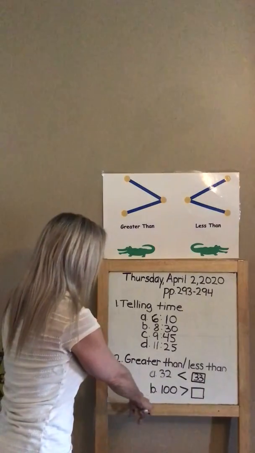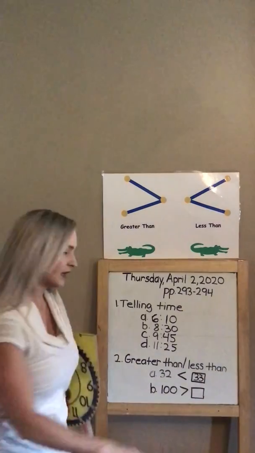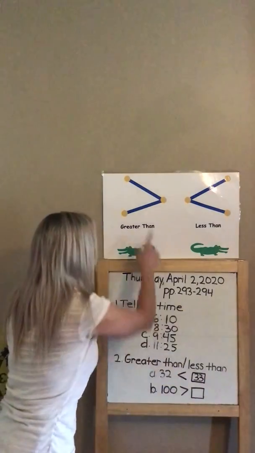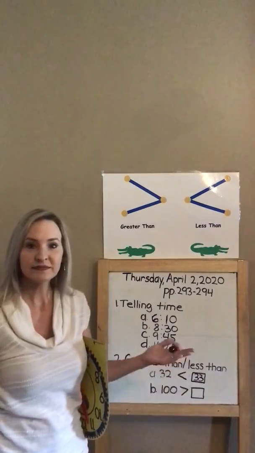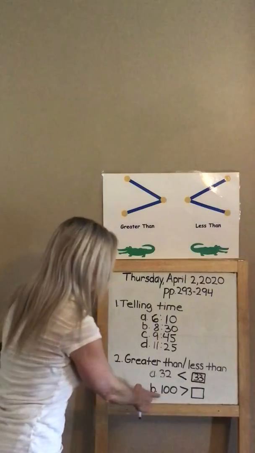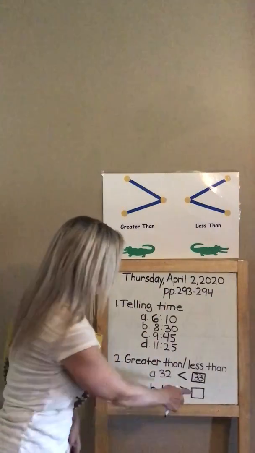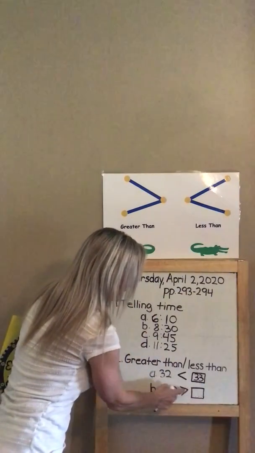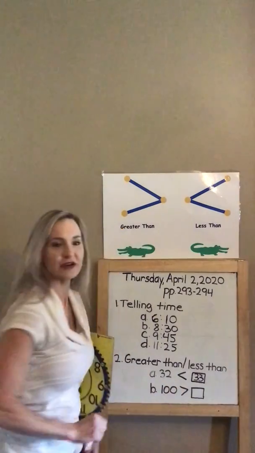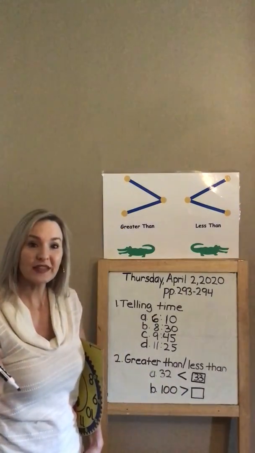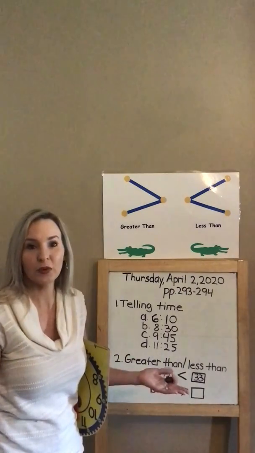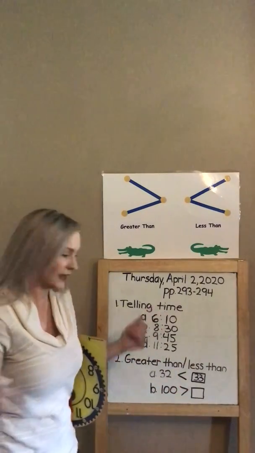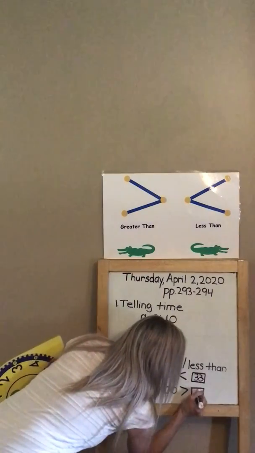Okay, how about B? Let's look at B. 100, which symbol is this? You're coming to the greater side of the symbol. 100 is greater than what number? You could do the other side of it, like I said. You could say, what number is less than 100? Okay, so think about that. If it's less than 100, it comes before. So what comes 1 before 100? 99.